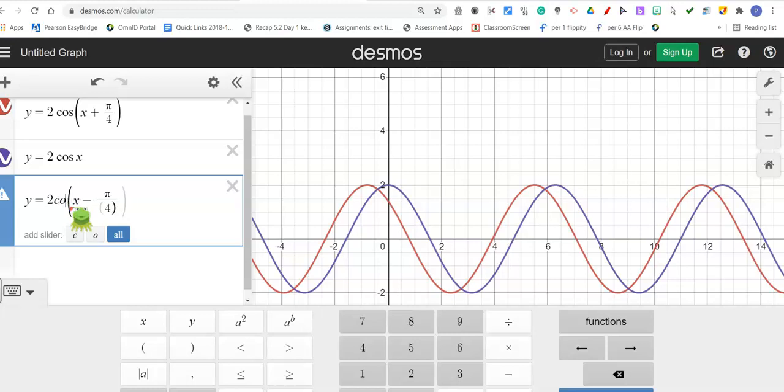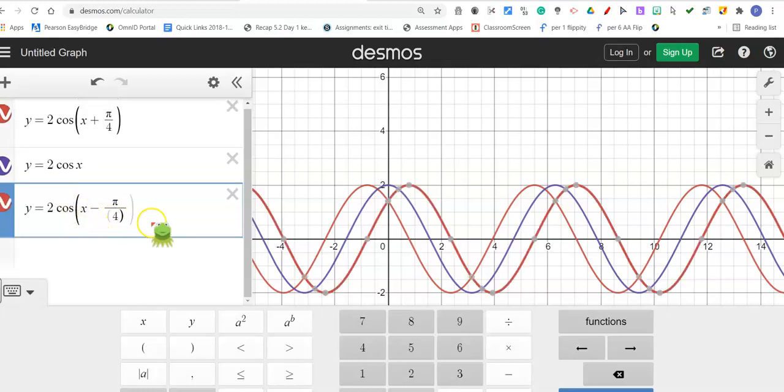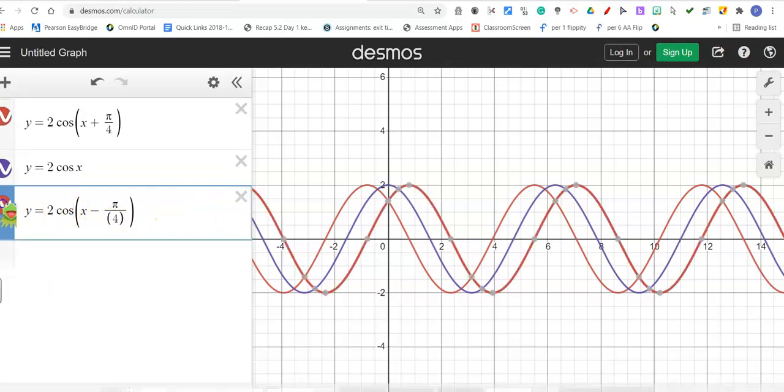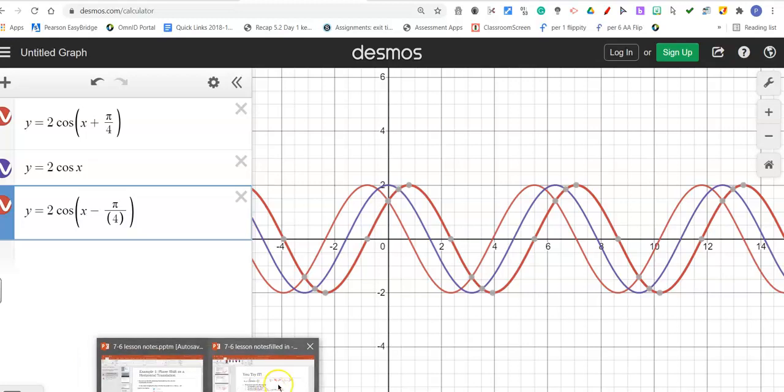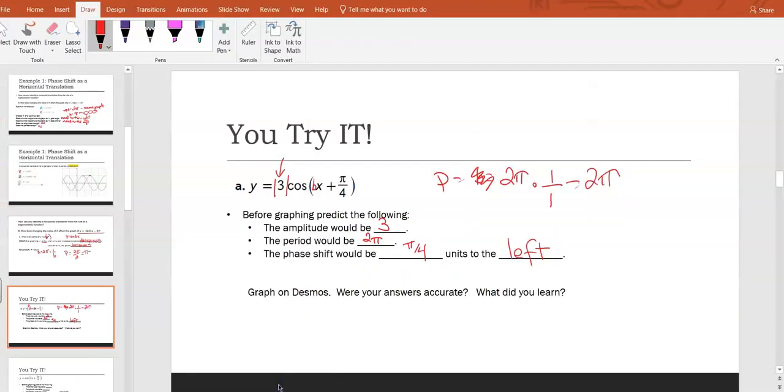Oops, I spelled cosine wrong. There we go. And let's change it. Well, you can see that one. Kind of wish that it was a thicker line there. It moved it this way. Right there. Okay, so have a little fun with that. If you just have some time and want to investigate a little bit, I would go through some of that and try some different ones.